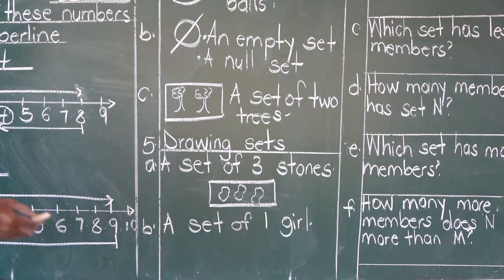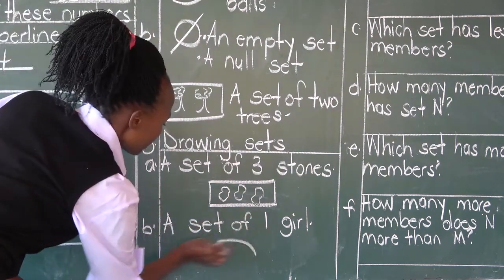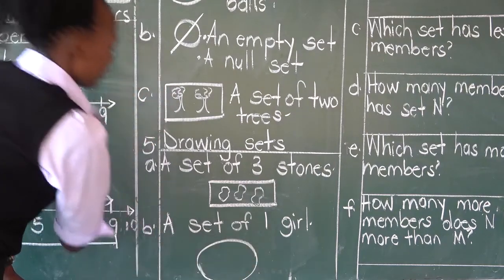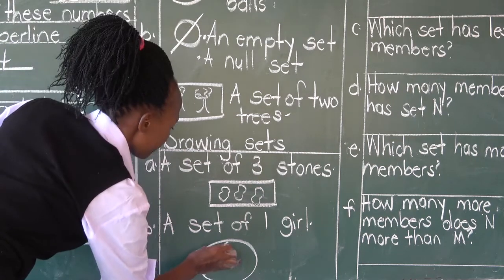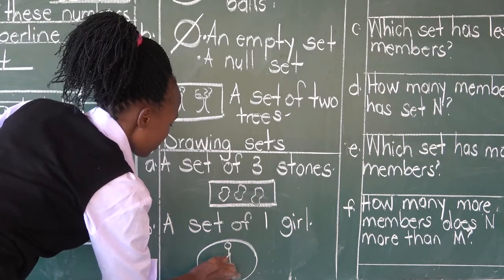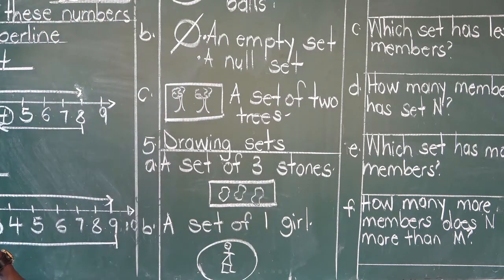We have the next one, a set of 1 girl. Let's draw our empty set like this. Then we draw there our 1 girl. That is a set of 1 girl.